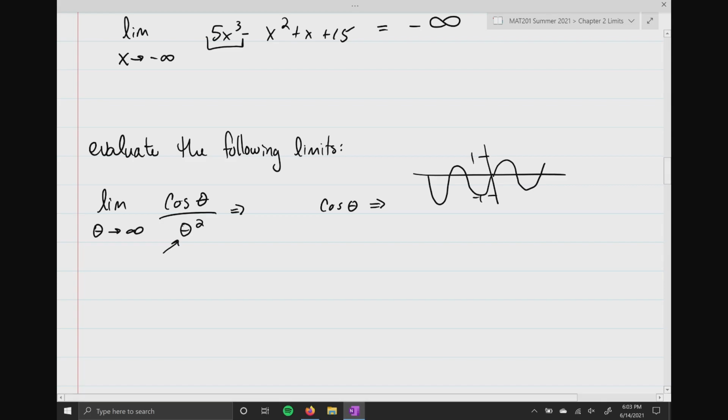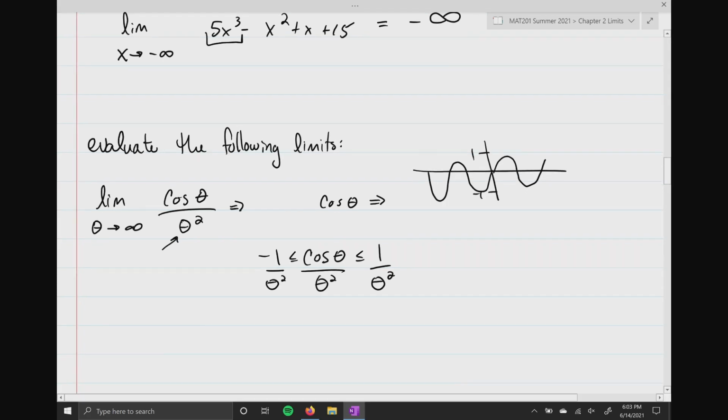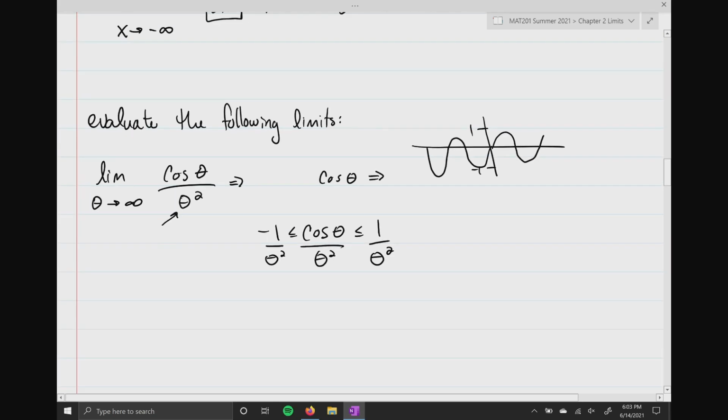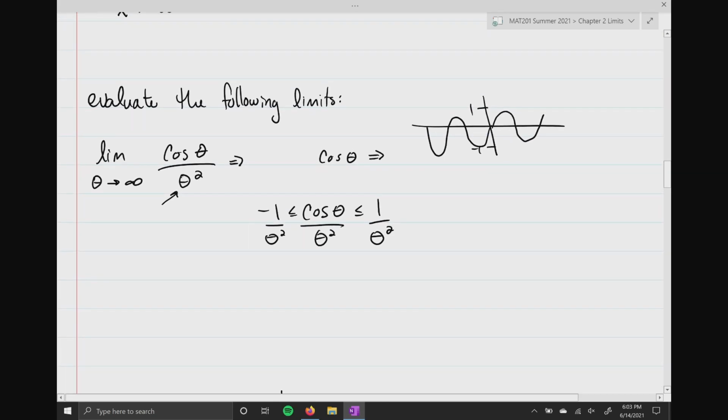So if we think about this, notice just by understanding what cosine theta is, we're setting up the squeeze theorem here. So I'm going to divide everything by theta squared. And then using the properties above, I'm going to think about what's really happening here. 1 over theta squared is the same exact thing as saying, I'm going to write it over here to the right, in this box.